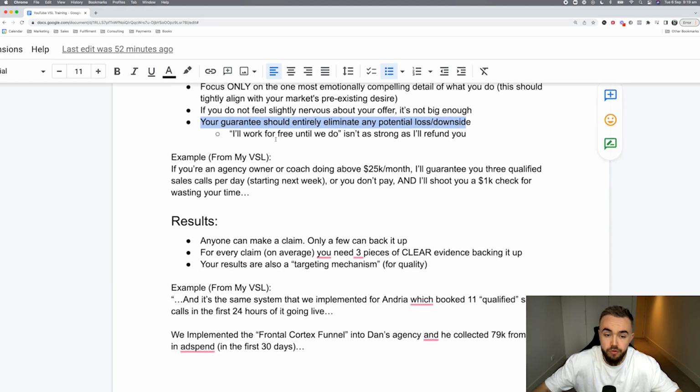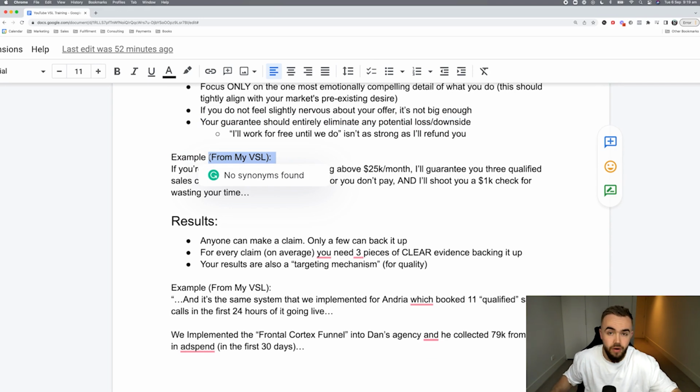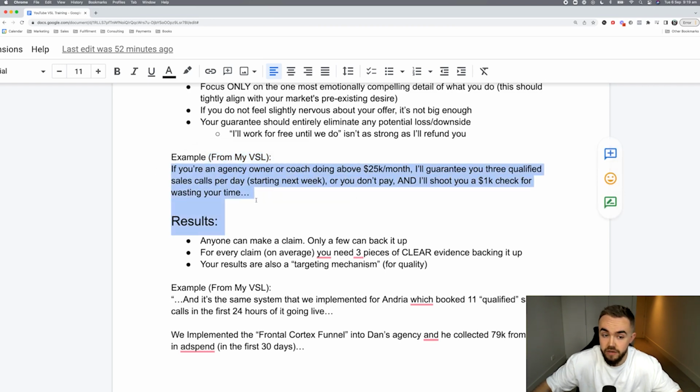Okay, here's an example from my actual VSL. By the way, we're currently spending about 20 grand a month on ads that are going directly to my VSL. Our current cost per book call, I believe, is between $150 and $200. That's cost per MQL, or marketing qualified lead, in other words, cost per qualified booked call. We're spending 20K a month on our VSL, so it works, okay? This is from my live VSL right now.